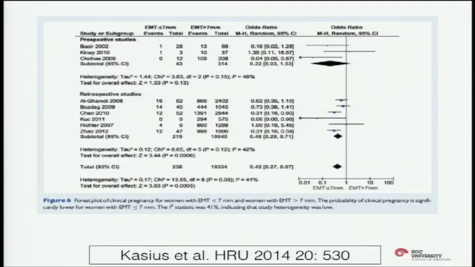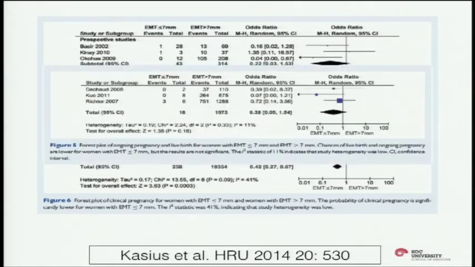This is the most recent review on the subject, published in Human Reproduction Update. If you compare clinical pregnancy rates in retrospective or prospective studies between women who had an endometrial thickness equal to or less than 7 millimeters, as opposed to women with endometrial thickness more than 7 millimeters, yes, they are significantly less likely to have a clinical pregnancy. But look at the number of women in this arm, really less than 5% as expected.